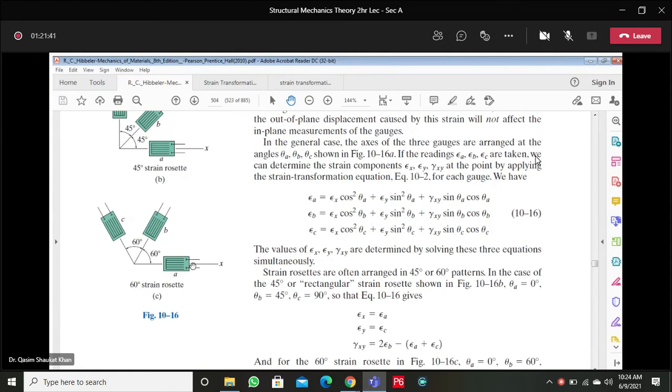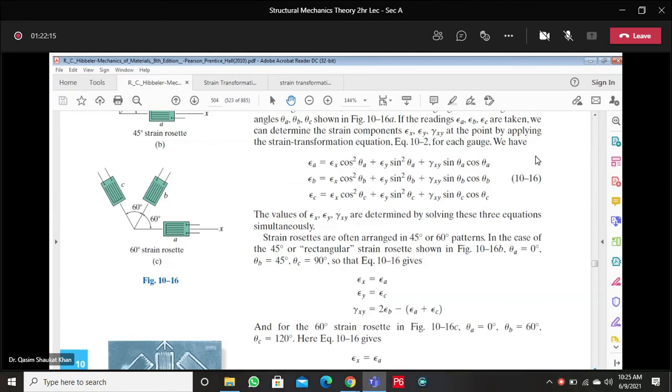Then there is another strain rosette, which is the 60-degree strain rosette. In the 60-degree strain rosette, theta A with reference to the positive x-axis is 0, theta B is positive 60, and theta C is 120 degrees. So theta A is 0 degrees, theta B is 60 degrees, and theta C is 120 degrees. If you have any question, please ask me now.